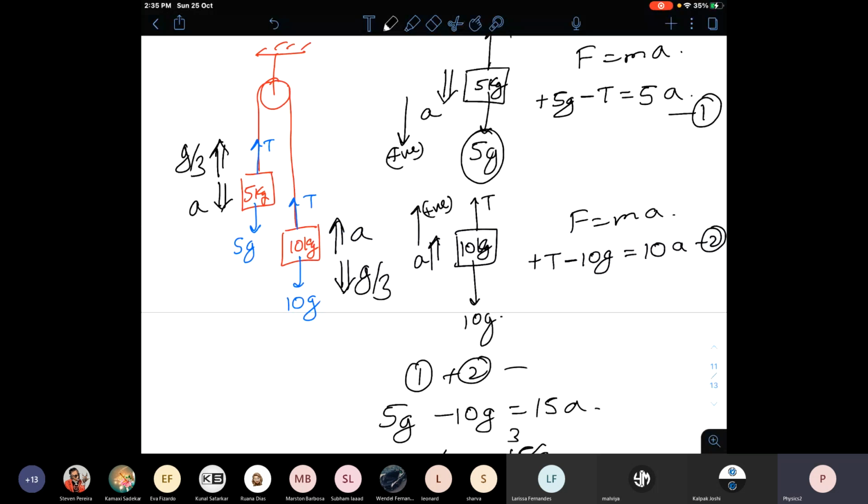So doesn't matter whatever direction you assume. Okay, just assume a direction. It won't have any effect whether you are assuming the correct direction or the wrong direction. Physics will just give you the correct answer. So you don't have to worry about all those things. I assumed in the opposite direction. A and A, both the blocks will have the same acceleration.